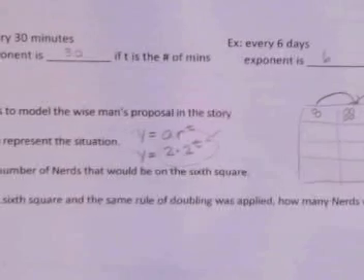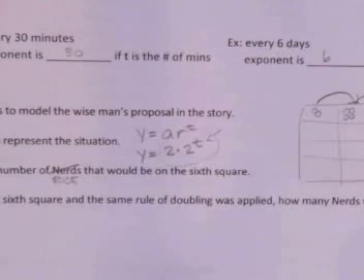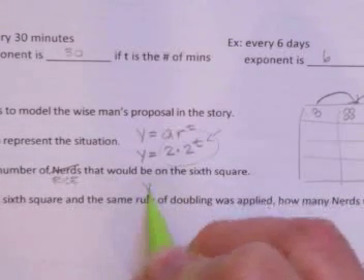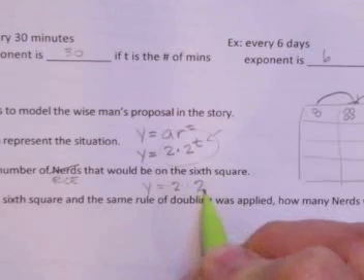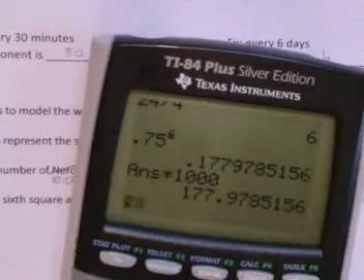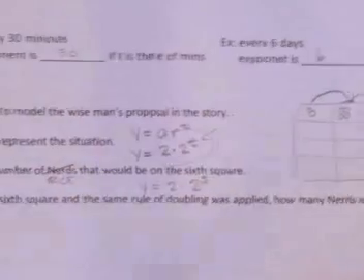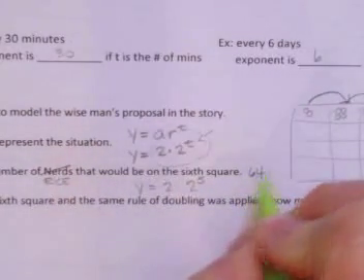So it says, using our model, let's predict the number of nerds, which we're actually talking about rice, the number of grains of rice that would be on the 6th square, and we get y is equal to 2 times 2 to the 5. Remember, our exponent's going to be 5 because the 6th square represents the 5th time that we've doubled. So let's see, 2 to the 5th times 2. Let's use our calculator, and we get 2 to the 5th times our initial value of 2, and that gives us 64. So it would seem to be that we would have 64 grains of rice on that 6th square.